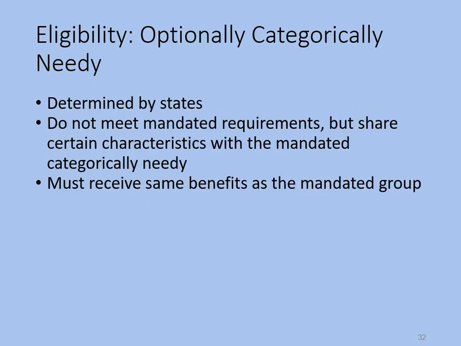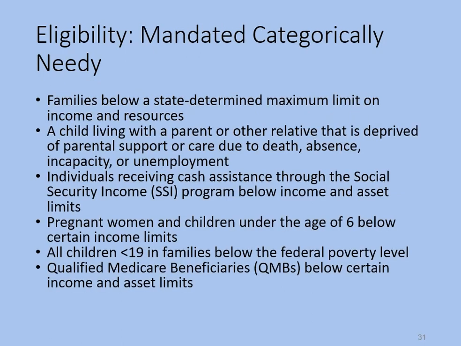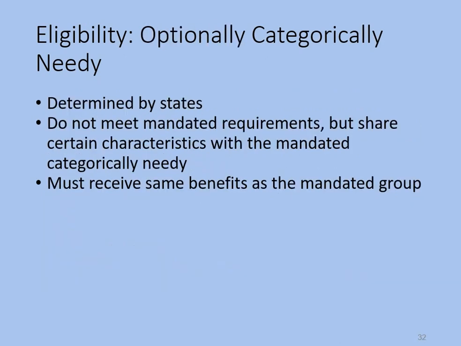The next category is the optionally categorically needy. It's determined by states. So although they have to cover the mandated categorically needy because of federal guidelines, they don't have to cover those in the optionally categorically needy. Again, this is determined by states. They do not meet mandated requirements, but share certain characteristics with the mandated categorically needy and must receive the same benefits as the mandated group. Again, this is determined by states. They don't have to do this.